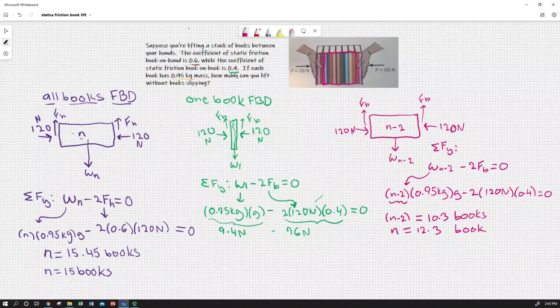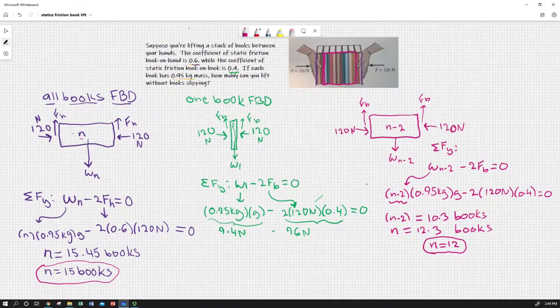Well, if we don't want it to slip, it has to be less. We have to round down. So this tells us that n equals 12 is the most books we can carry. Okay. This number was valid for the conditions we considered.